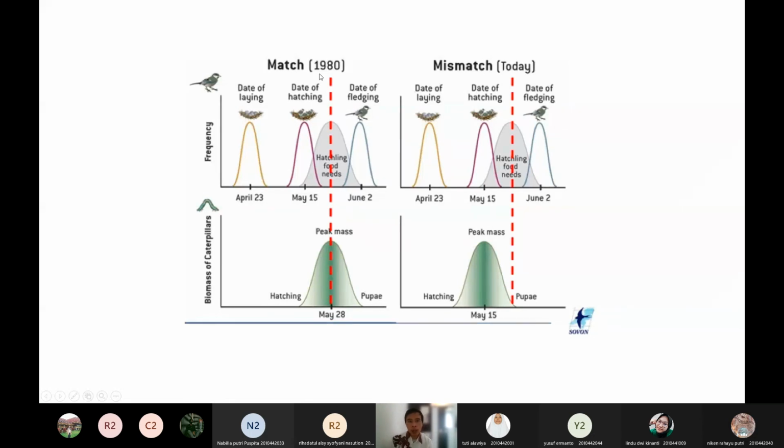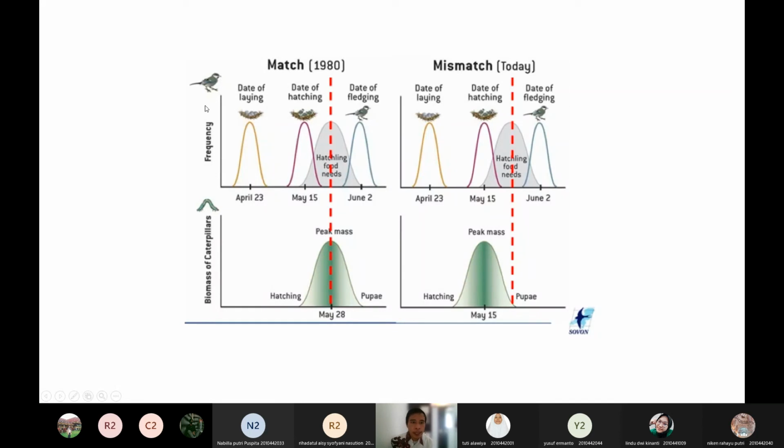Here is the data showing the frequency of birds coming to the migration area. It is related to the time of the increase of food for them. It is the number of caterpillars as the food for the birds, and here is the season when the birds come.